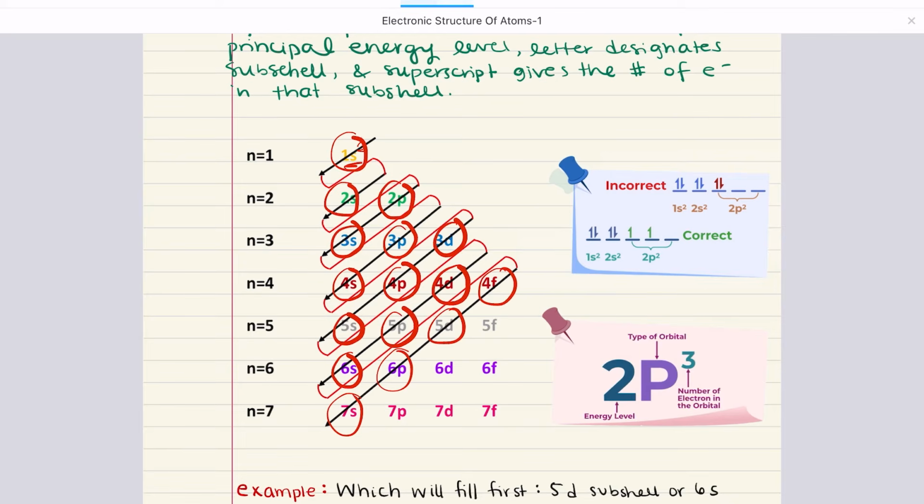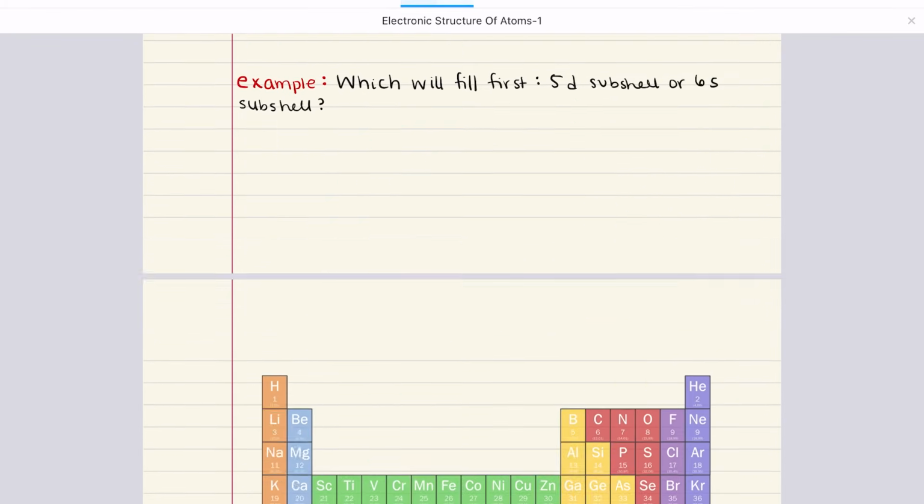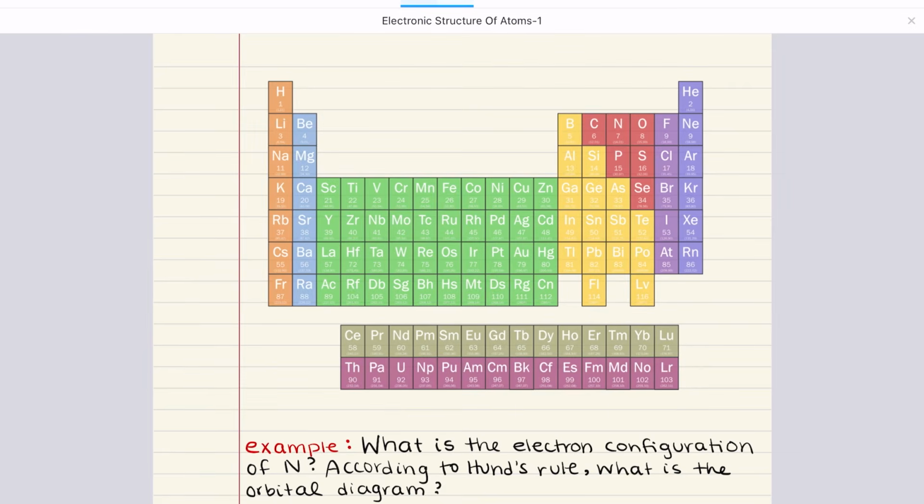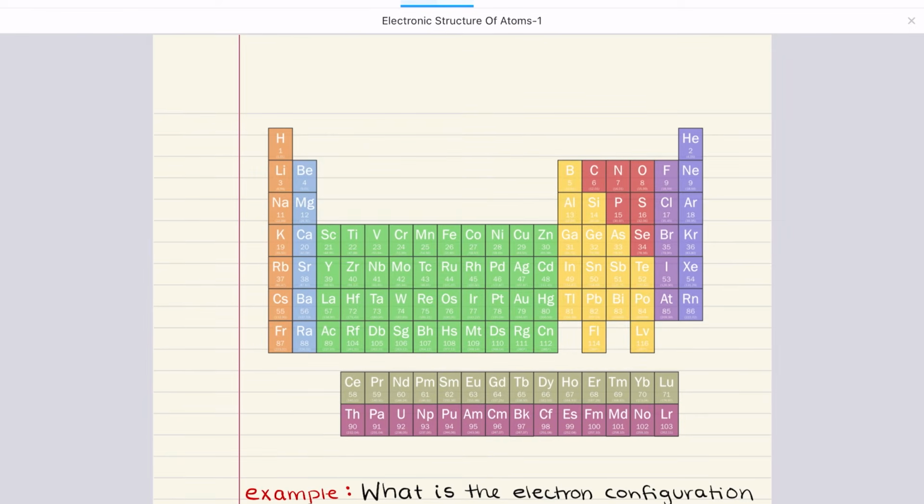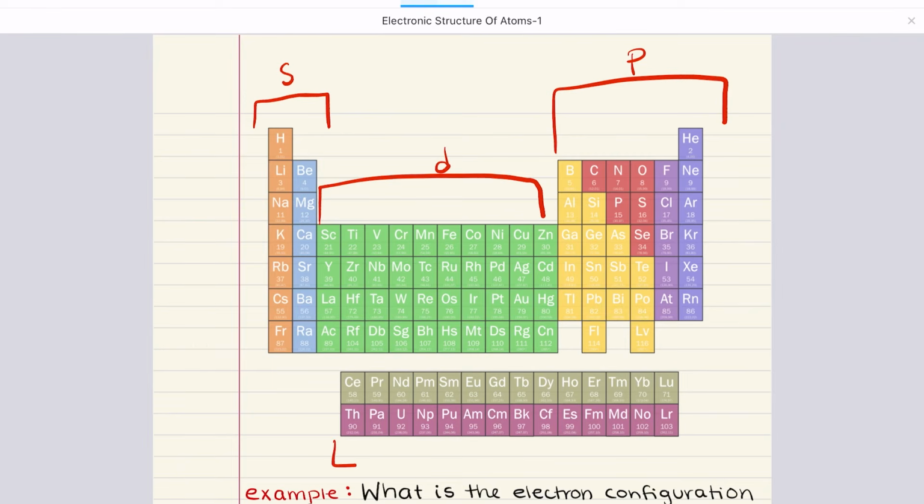Now, this is a lot to memorize, but an easier way to approach electron configuration is through simply reading the periodic table. So I'm going to scroll down here, and we saw an image earlier about which blocks refer to which subshells. So this right here is our S subshell. Here is where our P subshells are, here are our D subshells, and these refer to our F subshells.